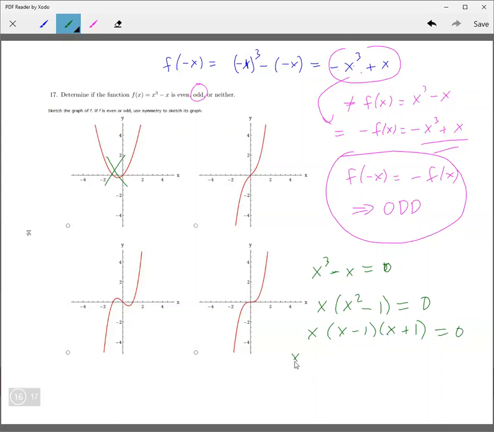So if you factor that all out, you get x equals 0, x equals 1, and x equals -1. That means it has to go through 0, -1, and 1. Okay, this only goes through 0. This only goes through 0. This one goes through -1, 0, and 1. So this has to be it. Okay, the bottom right.